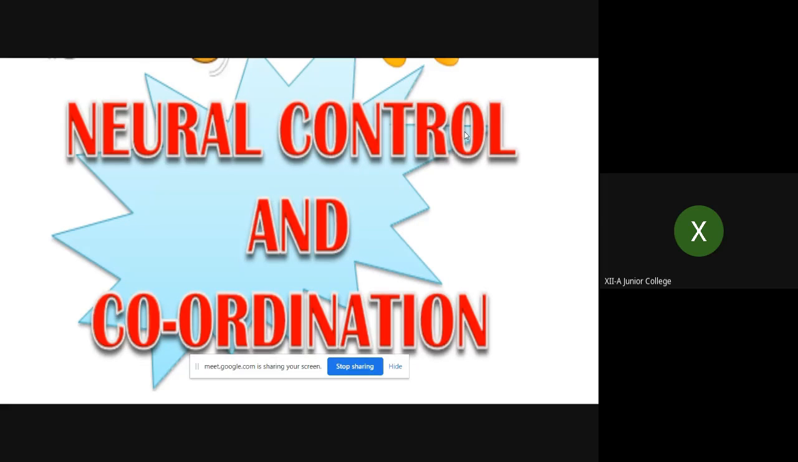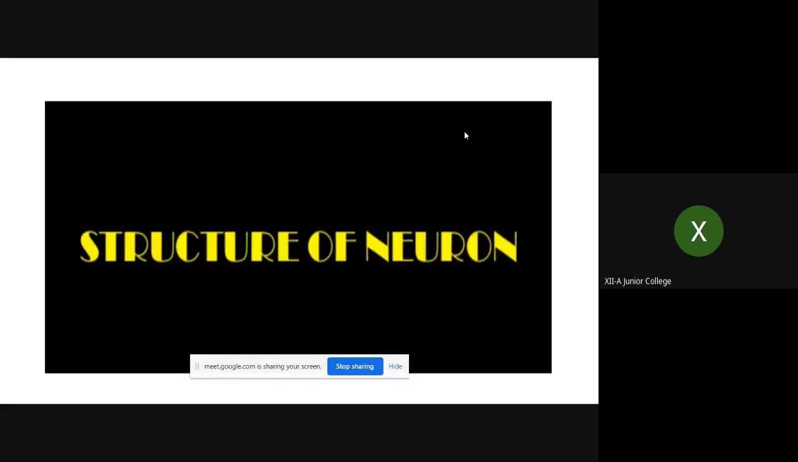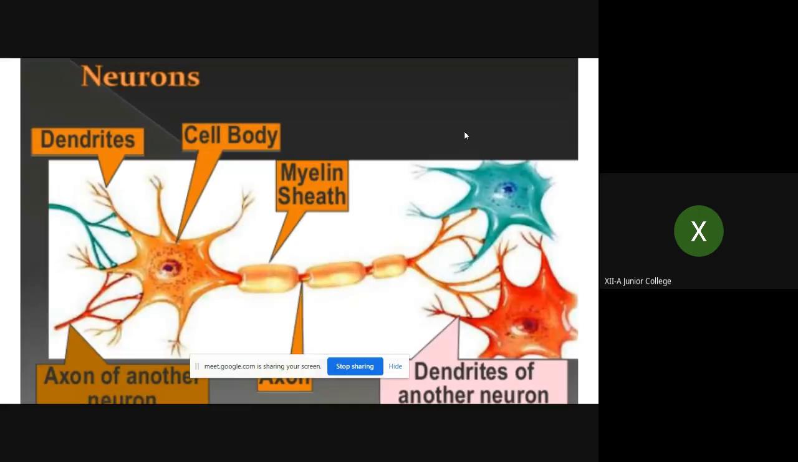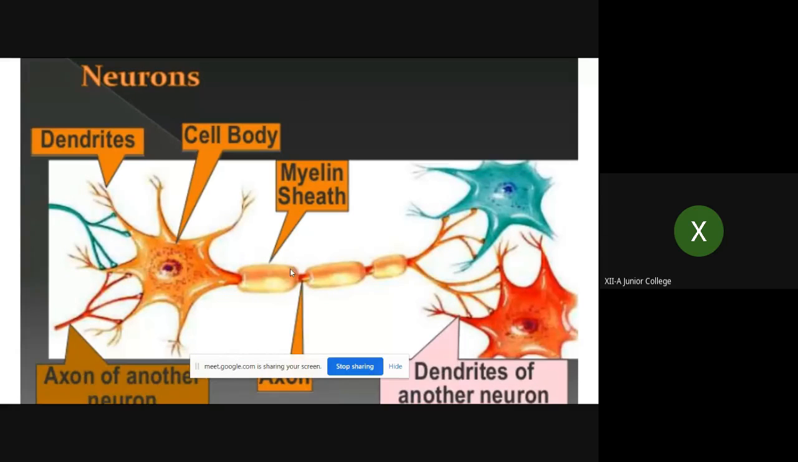So this is what we will be starting with, the nervous tissue, which includes neurons and glial cells. There are two types of cells in the nervous tissue which are considered to be the part of the nervous system. So we'll start with the structure of neuron. This is what you have learned last year, but still I don't know whether you remember everything or not.